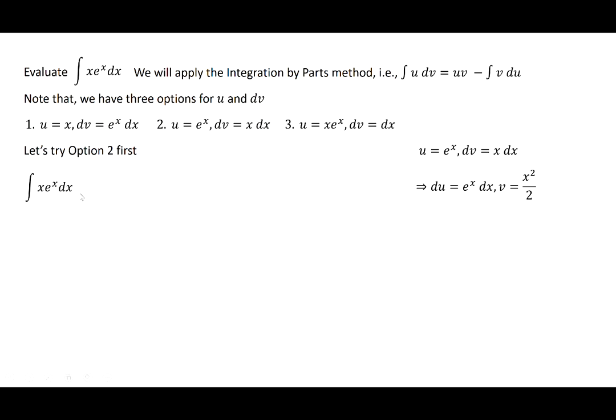Now, that should equal uv. U times v. U is e to the x. V is x squared over 2. So e to the x times x squared over 2. That takes care of uv. Minus integral v du. V is x squared over 2. Du is e to the x dx. So that's what I write. Right? So we got this now. uv minus integral v du.